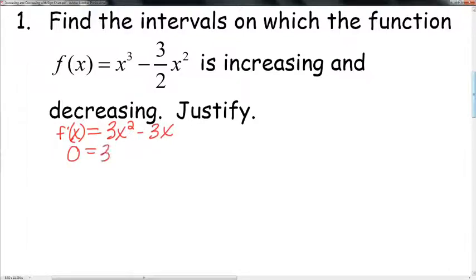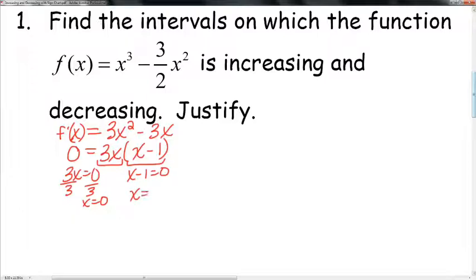I'm going to factor out a 3x, that's my greatest common factor. This leaves me with an x minus, and then 3x factored out of 3x is 1. Please don't put 0 there. So I have 3x is equal to 0, that's one of my factors. My other factor is x minus 1 is equal to 0. If I divide both sides by 3, I get x is equal to 0, and then add 1 to both sides, and I'll get x is equal to 1. So these are my critical numbers. This is what I'm going to put on my number line.